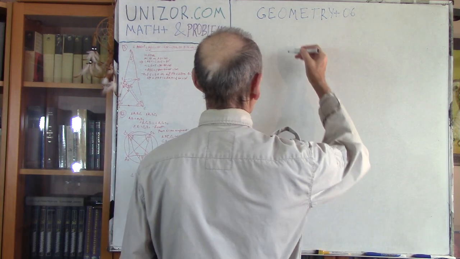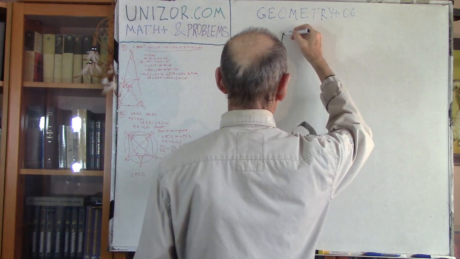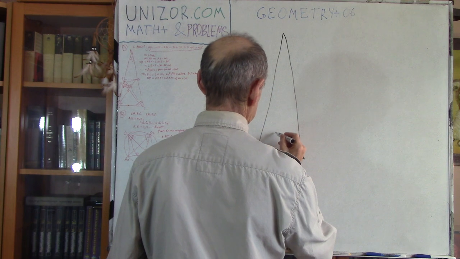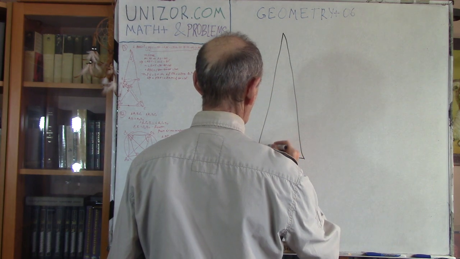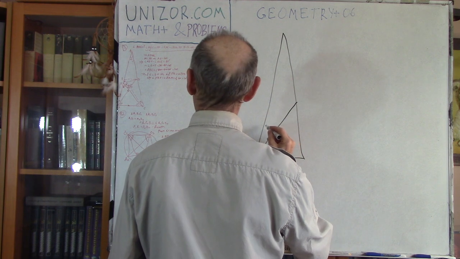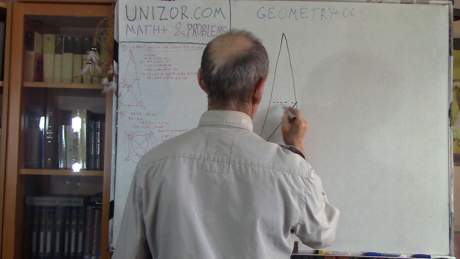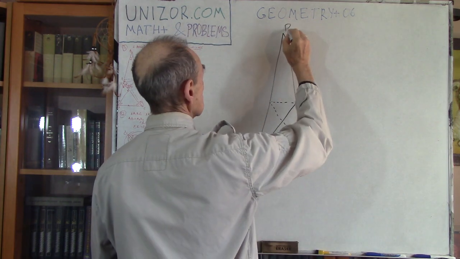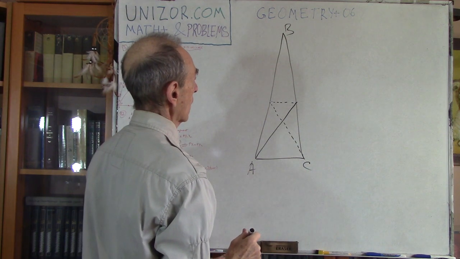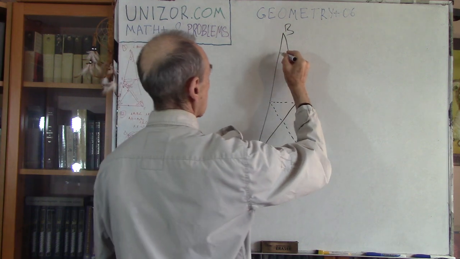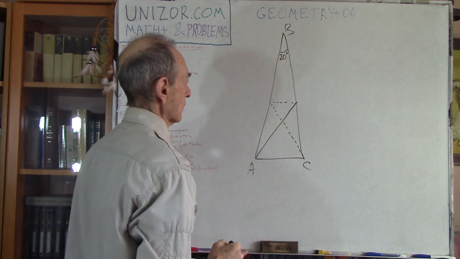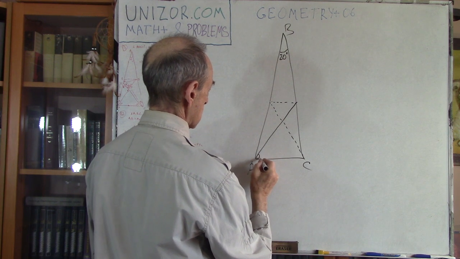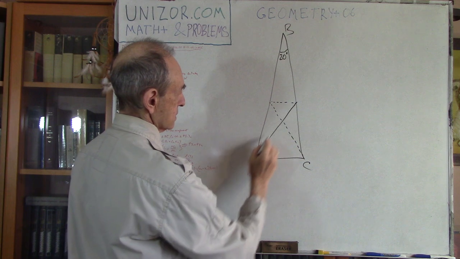I need a very large triangle. Okay, something like this. Okay, so this is triangle ABC. It's isosceles, so sides are equal, and this angle is 20 degrees. So that's what's given about this triangle. Now, this line is at 60 degrees to this.